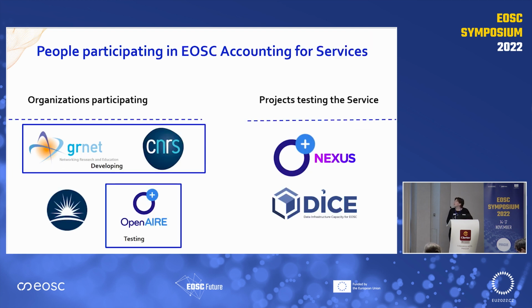The partners participating in the EOSC accounting for services are GRNet, CNRS, STFC, and OpenAire, where GRNet developed the API and CNRS the UI, and the OpenAire team was there to test all the functionalities we have created and the schema that we have. At the same time, we invited some Infra-EOSC projects to validate the API and the UI and the functionalities. And OpenAire Nexus and DICE were the ones that we used to validate the data they have.